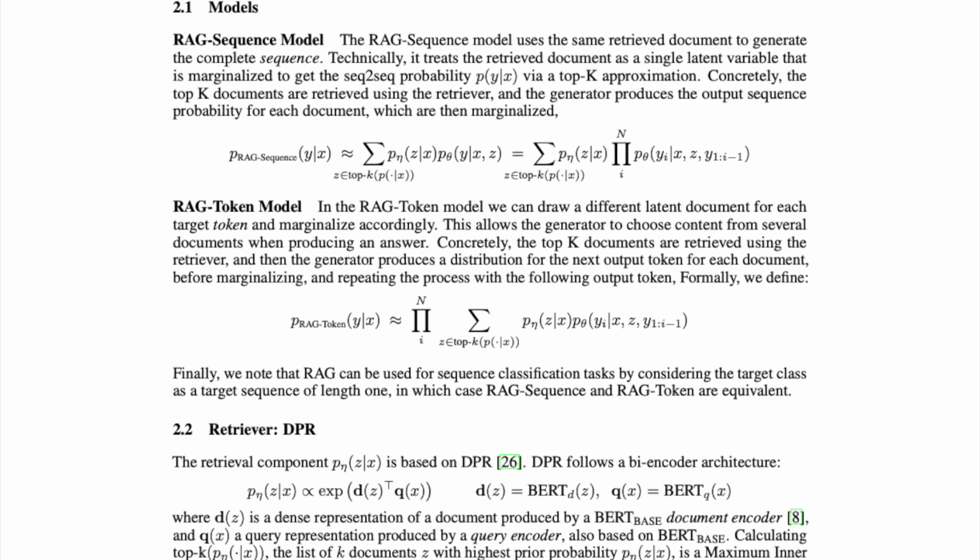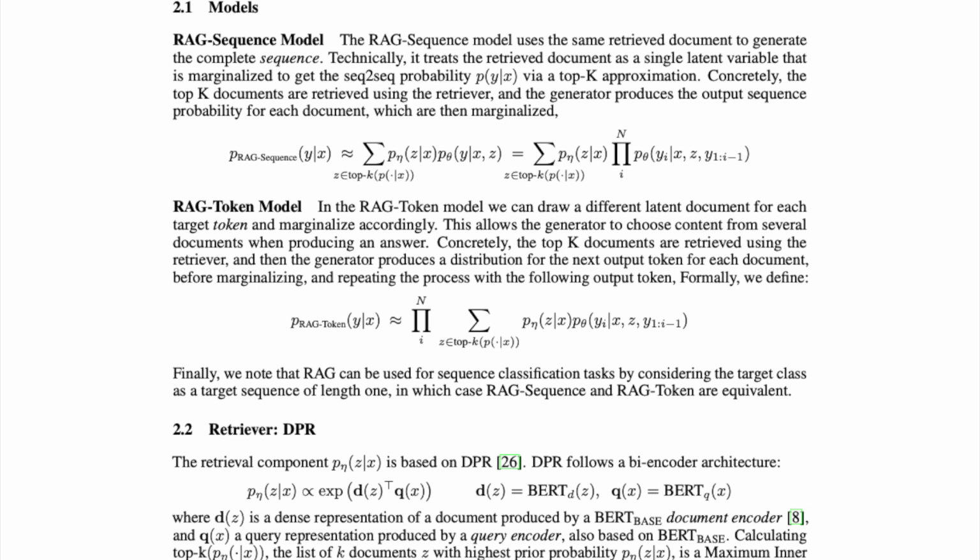RAG-Token model. In the RAG-Token model, we can draw a different latent document for each target token and marginalize accordingly. This allows the generator to choose content from several documents when producing an answer. Concretely, the top K documents are retrieved using the retriever, and then the generator produces a distribution for the next output token for each document before marginalizing and repeating the process with the following output token.